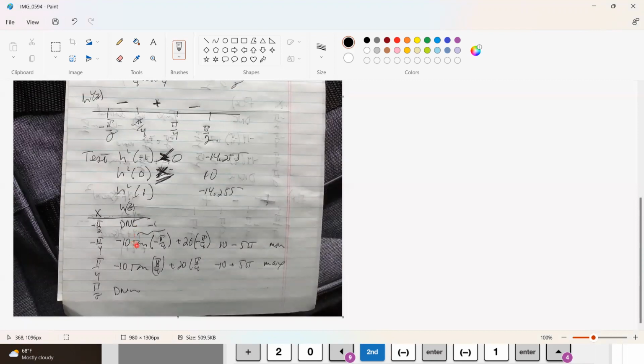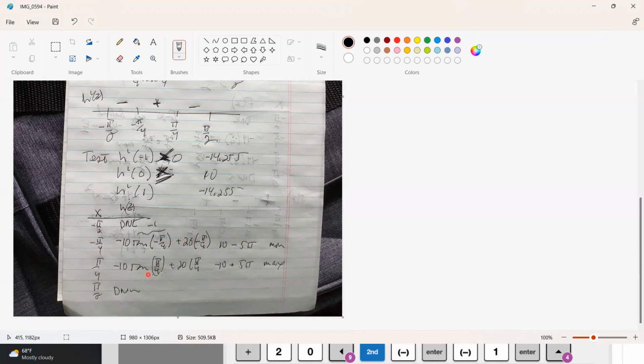And then they want the maximums and minimums. So I wrote down my critical values. Of course, the endpoints don't exist. So I substituted negative pi over 4 into the original function. I know the tangent of negative pi over 4 is -1, because the tangent of 45 degrees is 1, and it's down in quadrant 4, so it's negative. You can evaluate that in a calculator and you get it. So -10 times -1 is going to be +10, and then 20 times negative pi over 4, the 4 and the 20 cancel out to 5, so -5 pi.